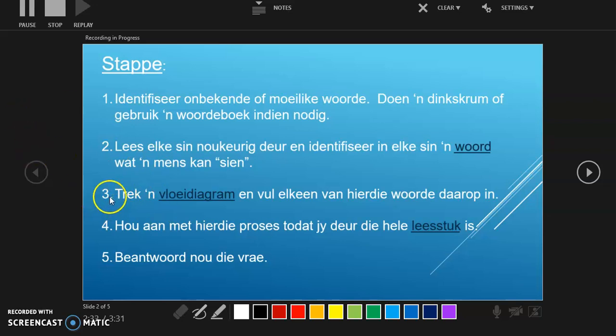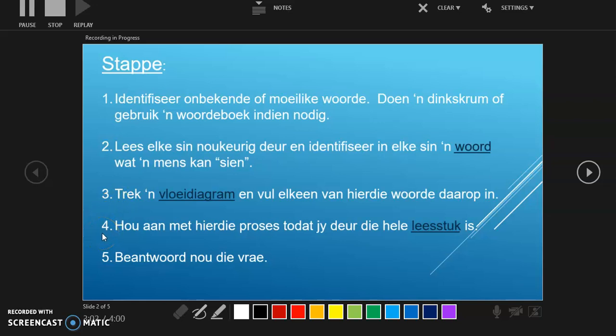Stap nommer 3. Step number 3. Trek 'n vloeidiagram en vul elkeen van hierdie woorde daarop in. So now you have to draw a flow diagram and then fill in these words that you have identified at number 2. I'm also going to show you in a couple of seconds' time what a flow diagram looks like.